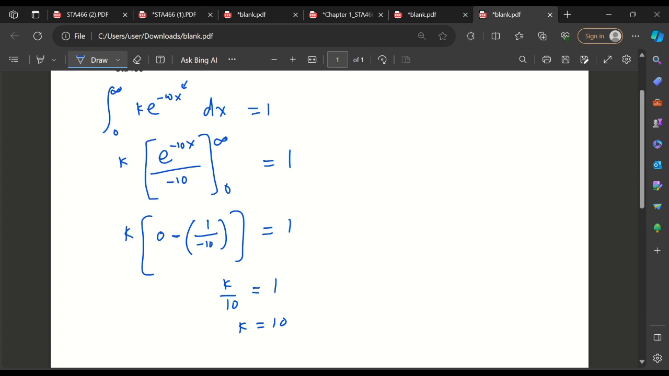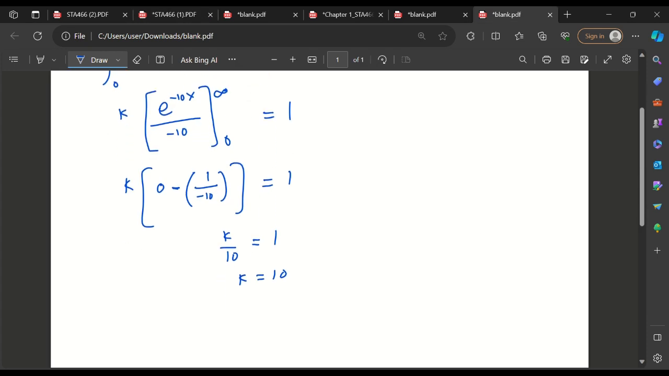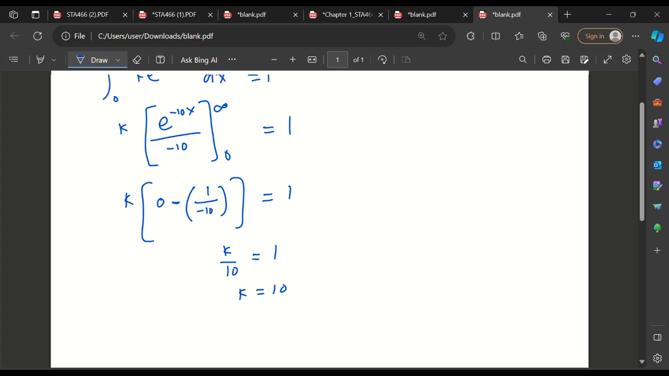Okay, so ini exponent function. So nanti you kena cuba tengok balik function yang complicated sikit, macam kena buat integration by part and so on.